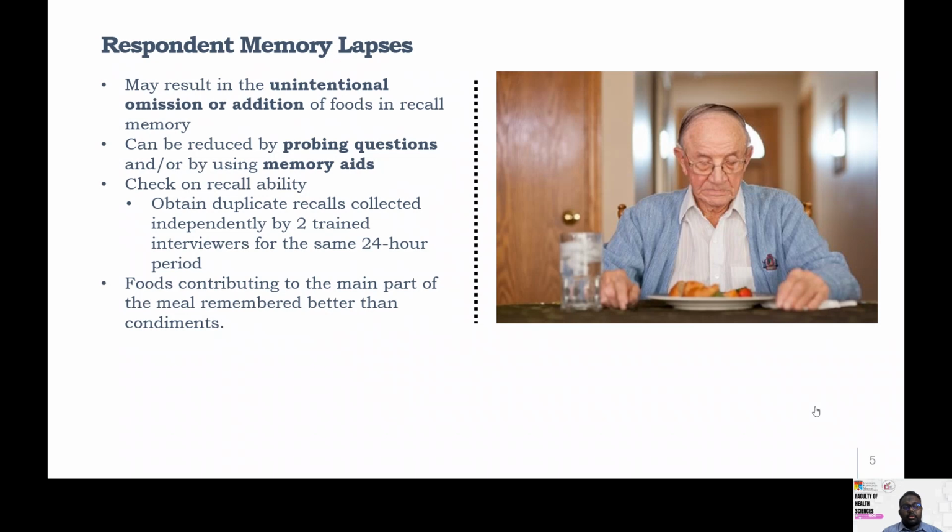We also can check on recall ability before we conduct the dietary assessment method by obtaining duplicate recalls collected independently by two trained interviewers for the same 24-hour period. Foods contributing to the main part of the meal are remembered better than the condiments. This is true even for us. We tend to remember the main lauk in our dishes rather than all the side dishes.